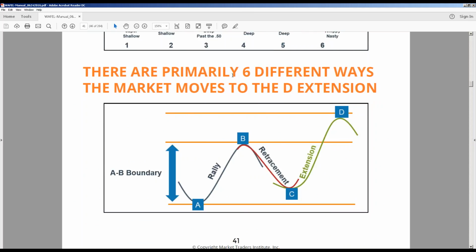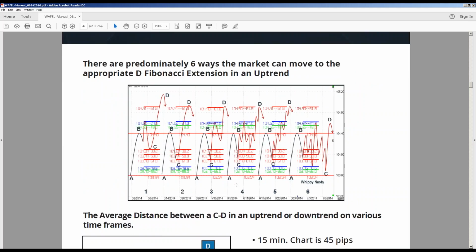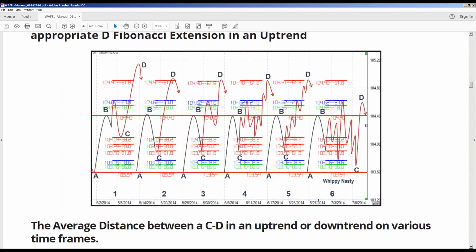Right, now there are primarily 6 different ways the market moves to the D extension. Here we have an A, B boundary, the market has now retraced to the C, and now you have different ways that the market will move to the D extension. First of all, there's the AB boundary. The market retraces to the 382, therefore the D extension will be the 1.618.